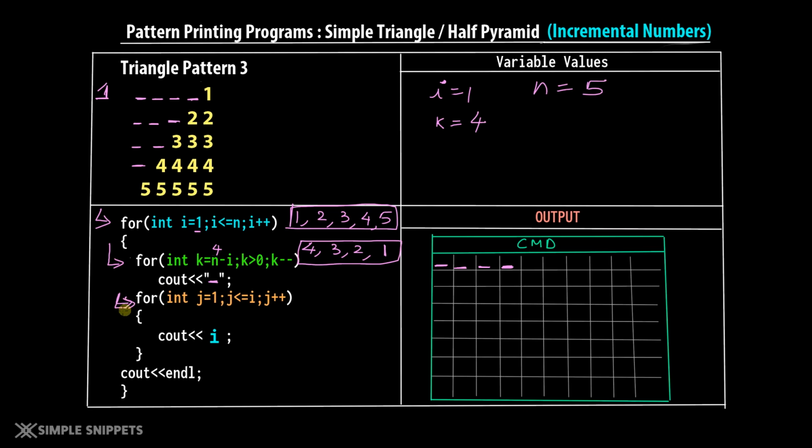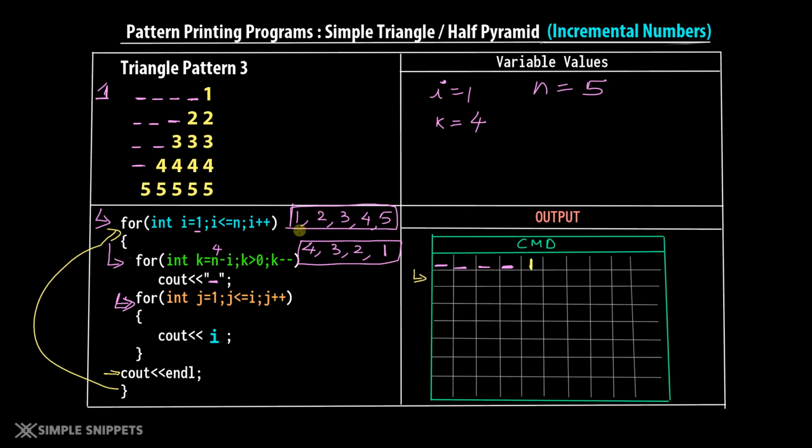After that, of course, we have the same for loop that was there in pattern 1. So you'll print the i value, which is 1, and it will print it 1 time. Let's print it over here. Let's write 1. Then of course you'll come to the next line, and when you do this endl, you'll again come to the start of the for loop.